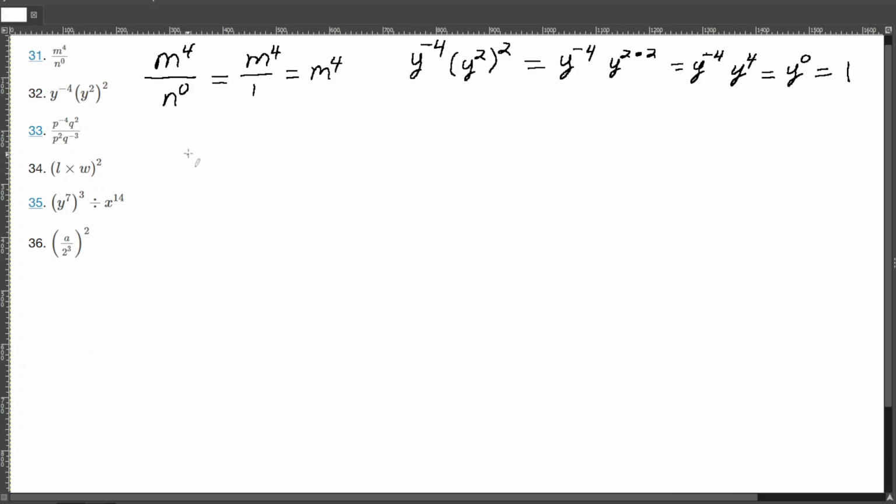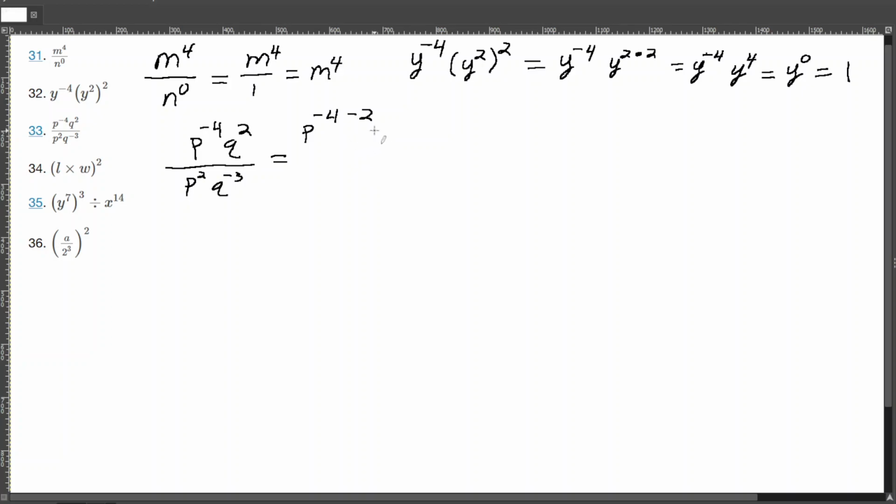Okay, number 33 is looking interesting. So we have p to the negative fourth q squared over p squared times q to the negative 3. Okay. So we can do the subtraction of these, right? So what we do have here is p to the negative 4 minus 2.